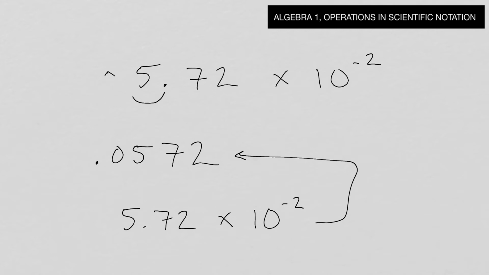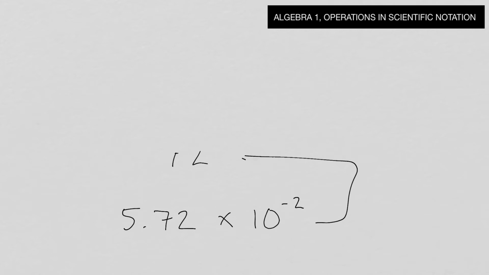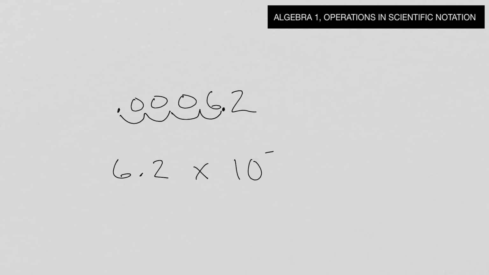All right, so what that means is if you have a decimal number, let's say you have 0.00062, and I want to represent this in scientific notation, I'm going to count. I'm going to move it to the right. So 1, 2, 3, 4. So it's 6.2 times 10 to the negative fourth. This is how it's going to work.